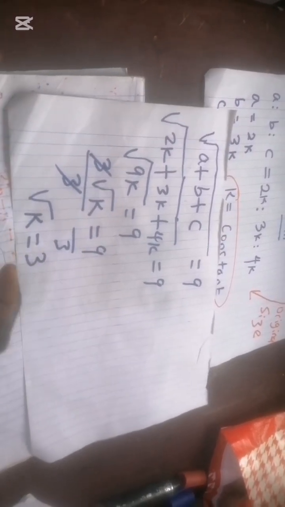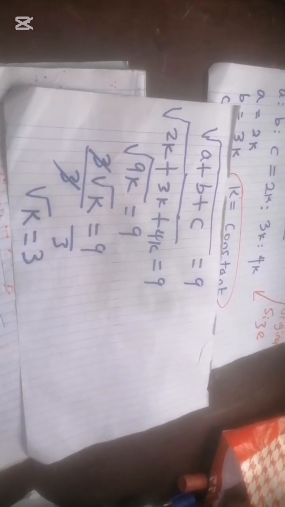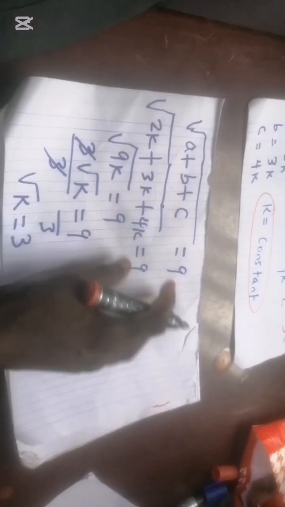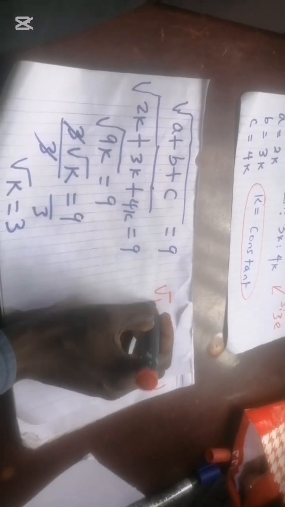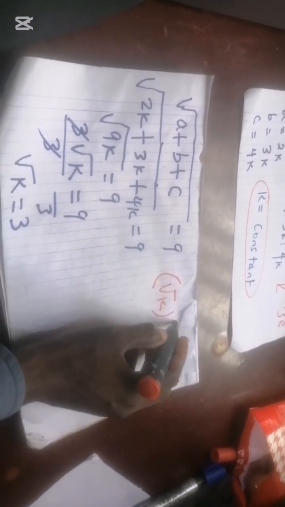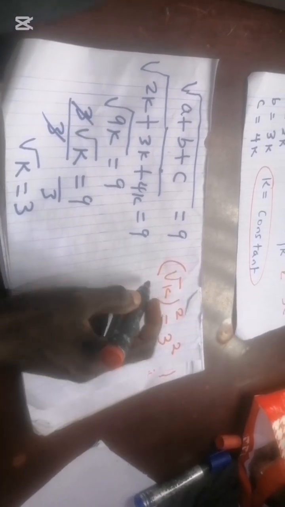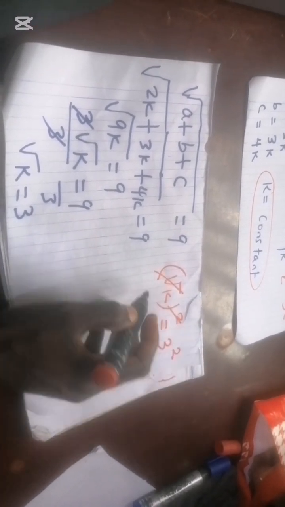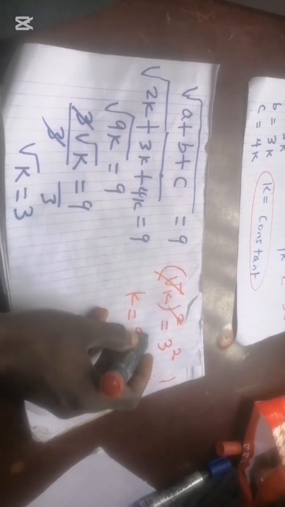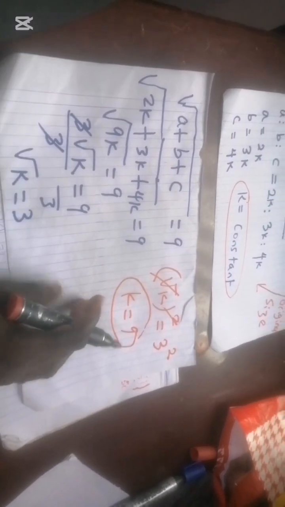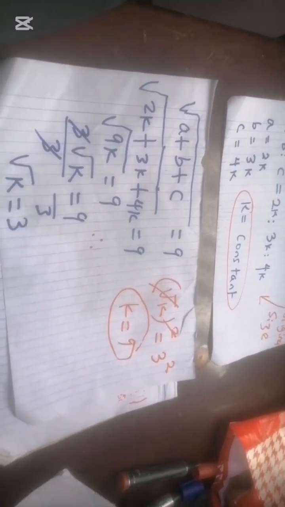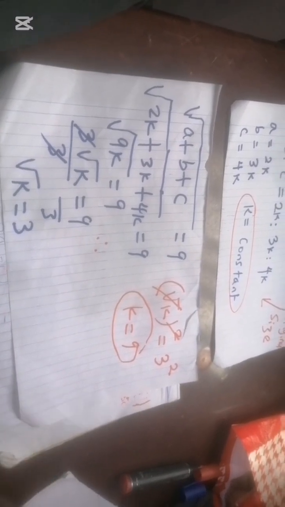So from here now, we can square both sides again. If I square both sides again, I'm going to have root K raised to the power 2 is equal to 3 raised to the power 2. So root and square, they will cancel. So K is 9. Since K is 9, it is easy for me to simplify the original question. Remember the original question now.